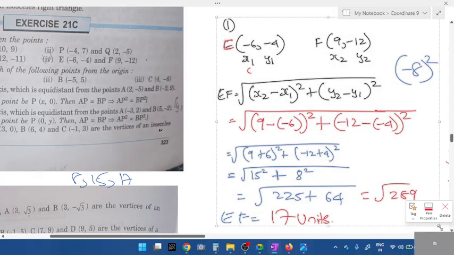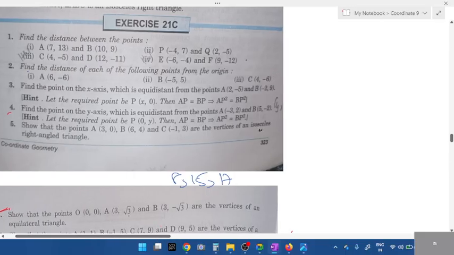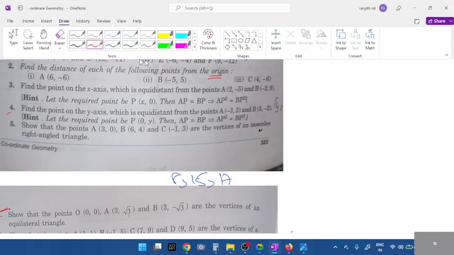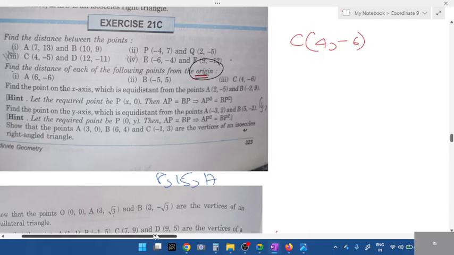Okay, next. See, instead of giving 2 points, they'll give you origin, students. Look at the second main last one. They have given just C. What is C value? 4 comma minus 6. They haven't given another point. What is the other point they've given here? Find the distance from, all of you respond, from what? Origin.